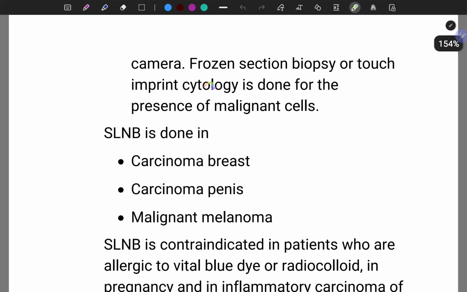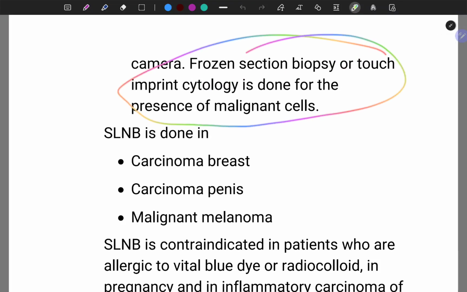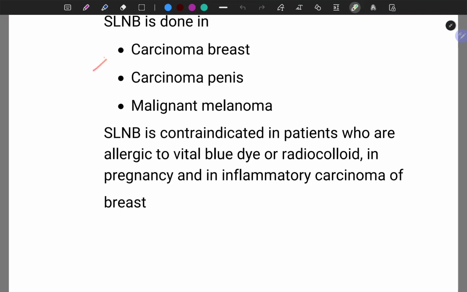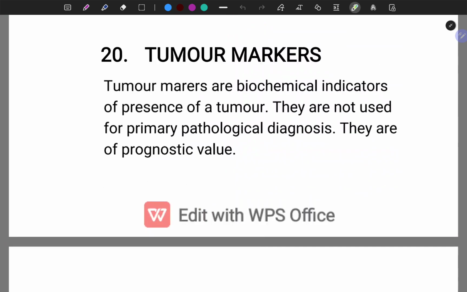Frozen section biopsy or touch imprint cytology is done for the presence of malignant cells. SLNB is done in CA breast, CA penis, malignant melanoma. It's contraindicated in patients who are allergic, pregnancy, and inflammatory carcinoma of the breast, as the dermis is infiltrated by the tumor cells.